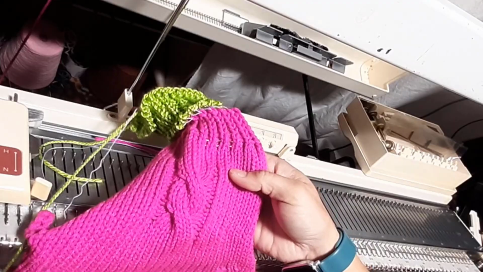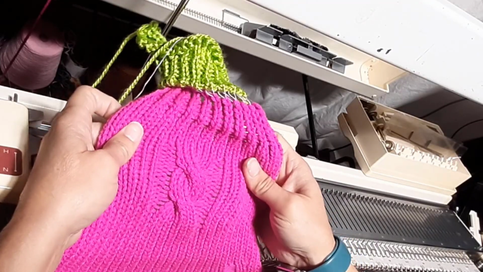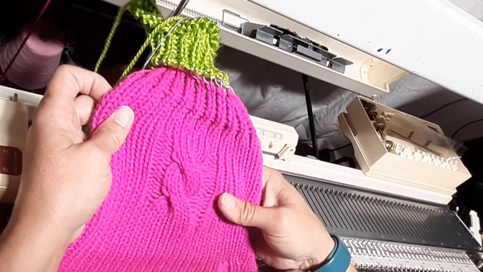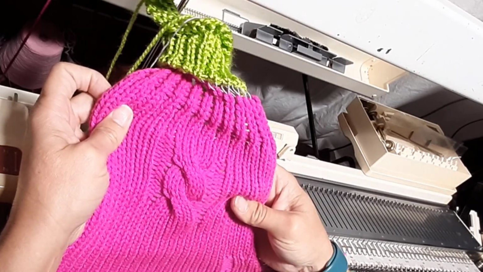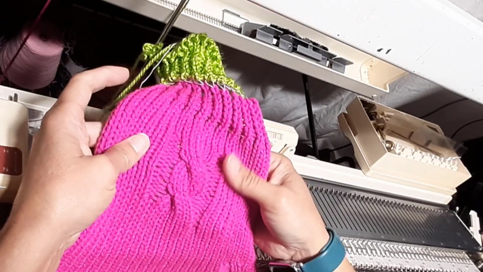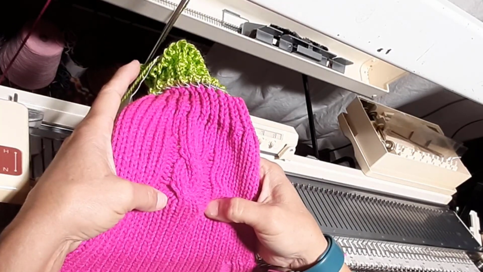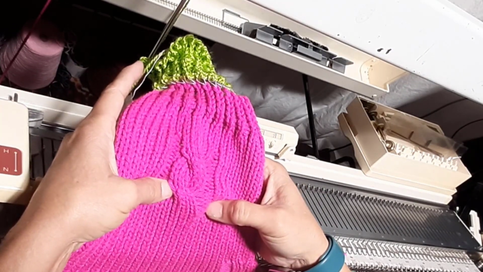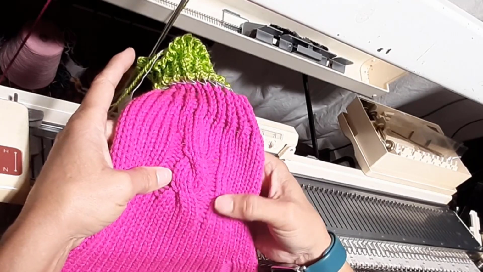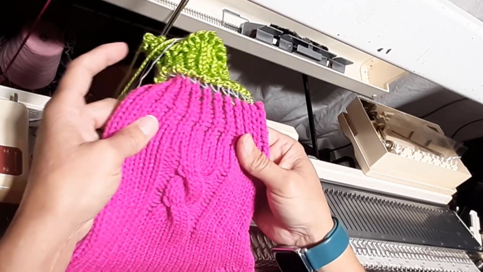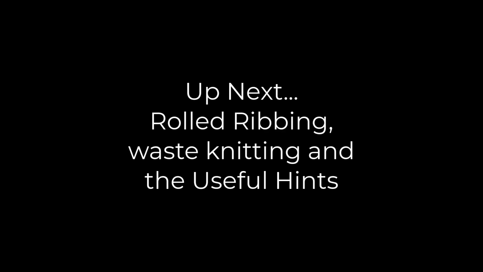Well, this is awkward. I kind of ran out of time, but here's what the cable looks like. Here we have that cable that we did. And even though we had a little weird side drops, you can see where it's supposed to be 3, but it's not. It's only 2. Sorry about that. In the next video, we will talk about rolled ribbing, waist knitting, and a bunch of useful hints.